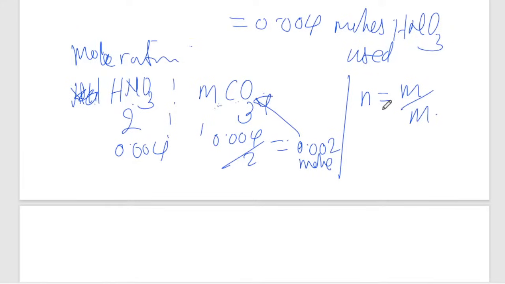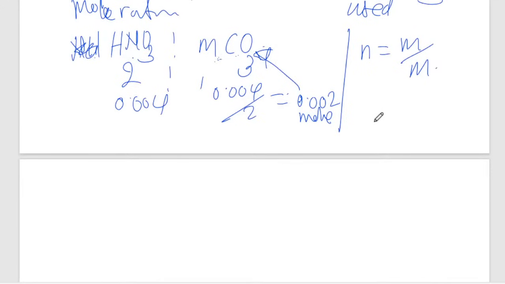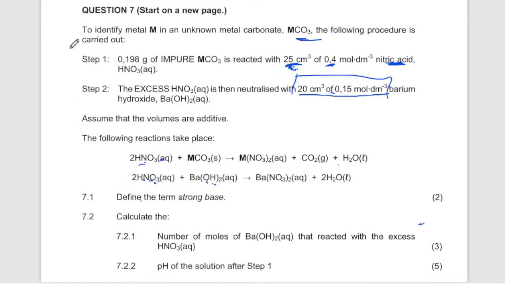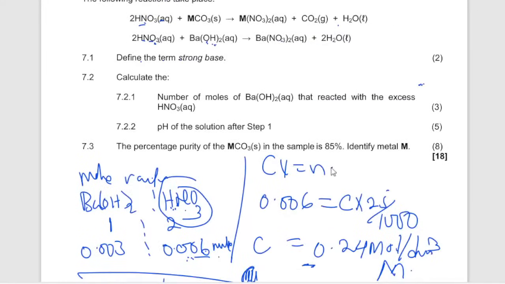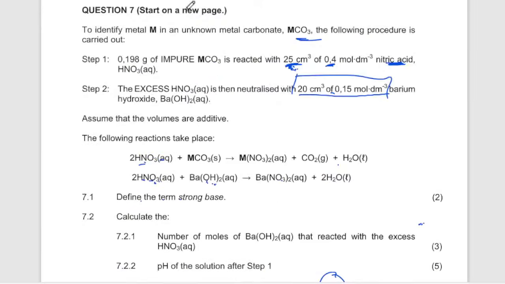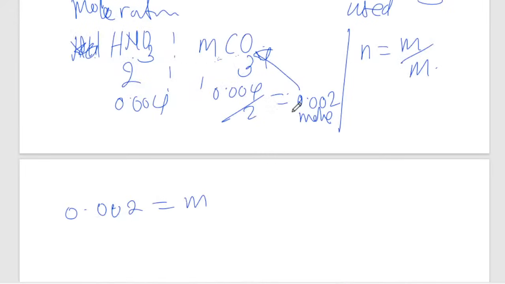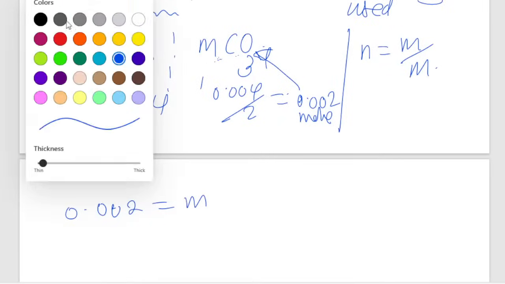How am I going to find it? All right. The number of moles now I have as 0.002 is equal to mass. Do I know the mass? Yes, they said it here. They say that only 85% of the sample is pure, so we have to first calculate this out, and then we find out which one is impure.